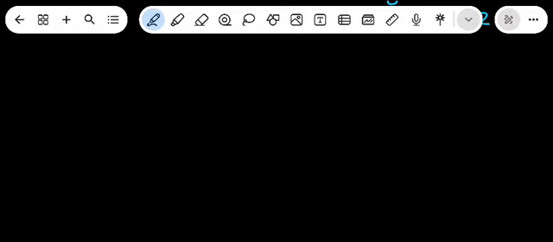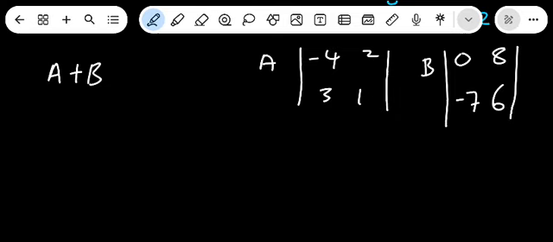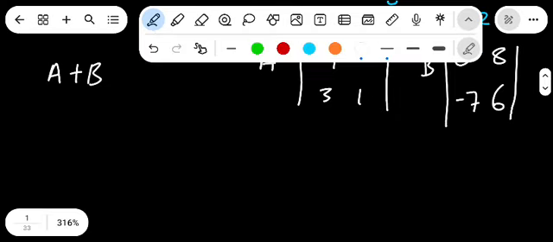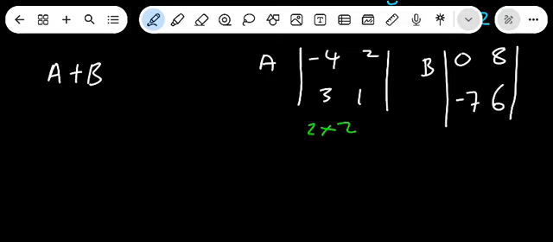So let's say now you are given matrix A plus matrix B. Here we have matrix A: minus 4, 3, 2, 1. We have B: 0, 8, minus 7, 6. So here we have to add those matrices. This is a 2 by 2 matrix, and this is also a 2 by 2 matrix, so you can add them.